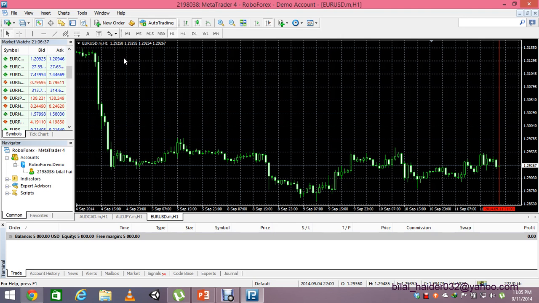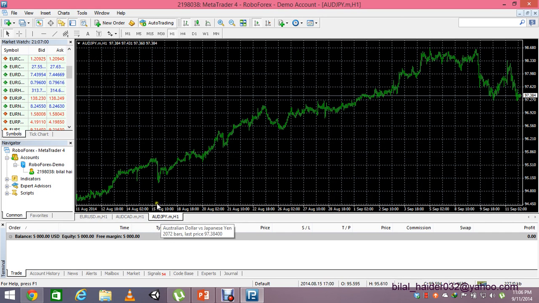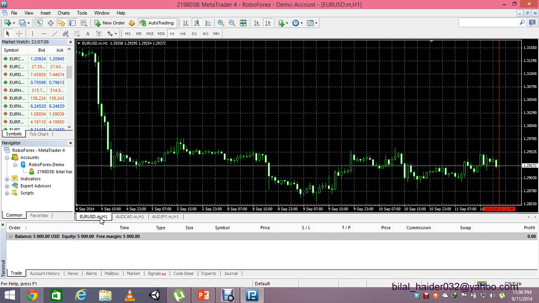To place our first trade, we need to open the chart of that currency pair for which we are going to place a trade. If we want to place a trade for this currency pair, then we have to select this chart. As we are about to place a trade for this pair, that's why we are selecting this chart.